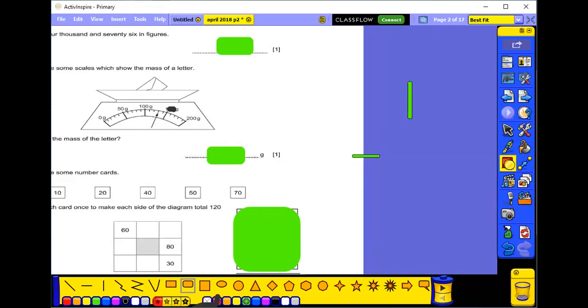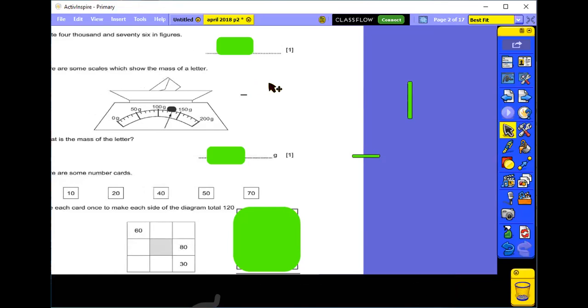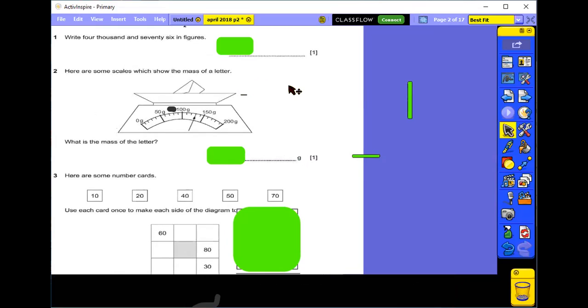My first question is in this question. 1 second, I need to put the mouse. Write 4,076 in figures. Can anyone show me the answer quickly? Very good. The answer is 4,076. Right. Let's go to the next question.